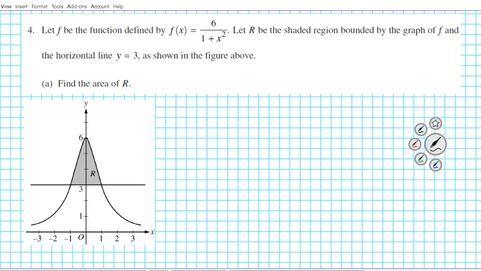It reads, let f be the function defined by f of x equals 6 over 1 plus x squared. Let R be the shaded region bounded by the graph of f and the horizontal line y equals 3 as shown in the figure below. Part A, find the area of R. So we have region R right here, and we want to find the area between these two curves.